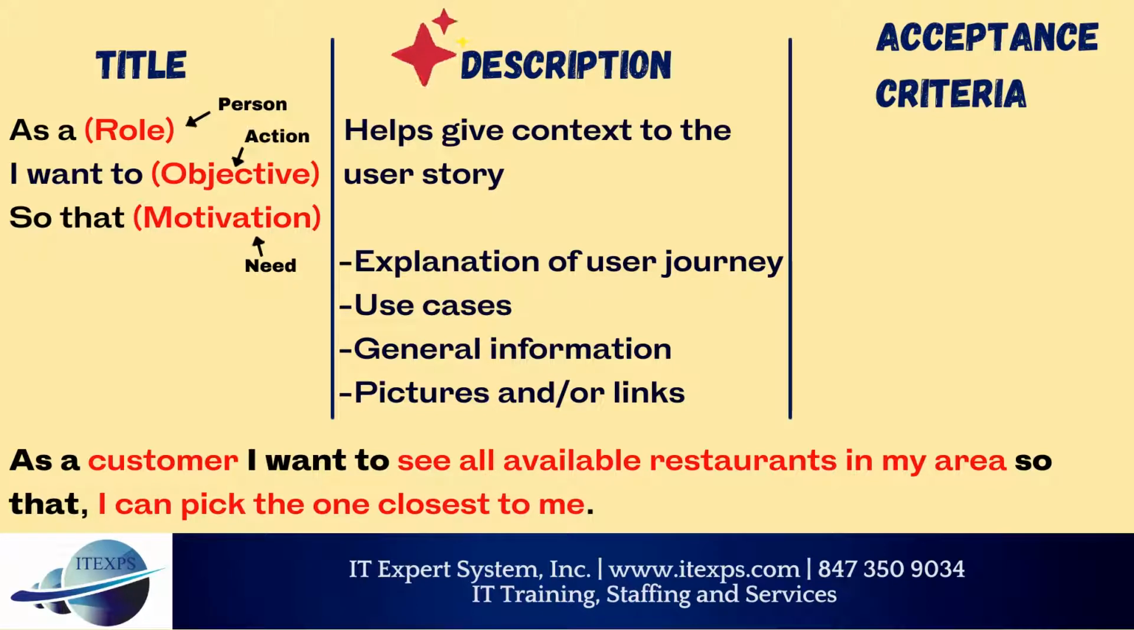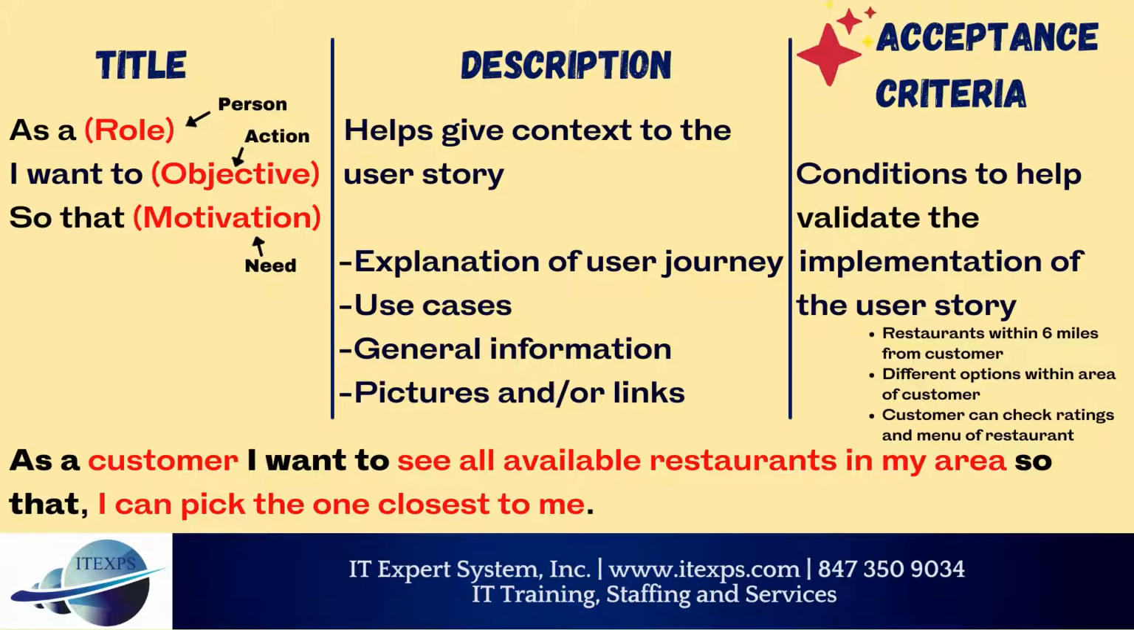It is helpful to give context to the user story. The description usually contains a brief explanation of the user journey, a few use cases, and any general information that helps for better understanding of the title. Description shouldn't have 1,000 words, but it should contain any bit of context that helps clarify what is being expressed, such as pictures or links to the designer process. Now, let's look at our last element here, acceptance criteria.